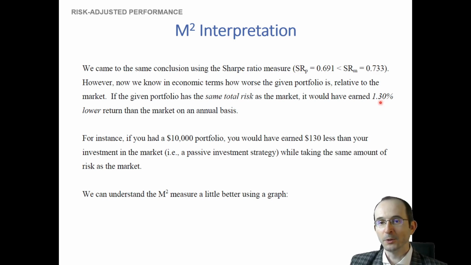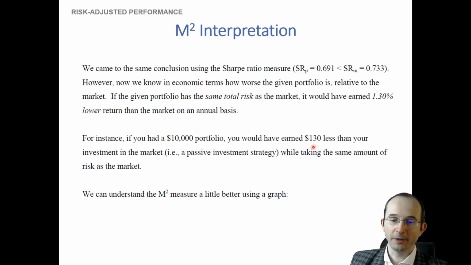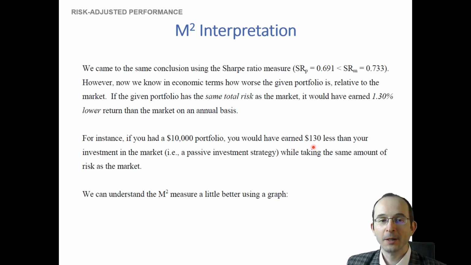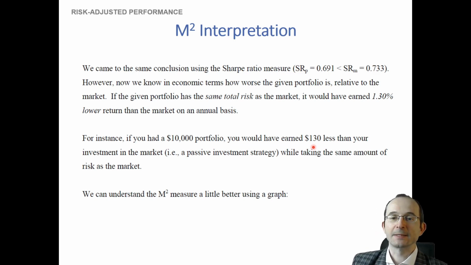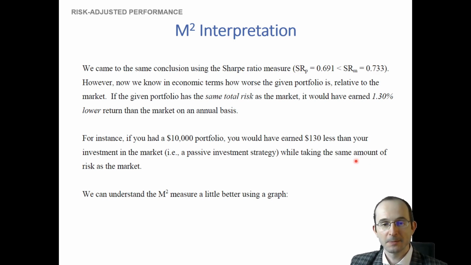And we know that we would earn 1.3% less. 1.3% of our 10,000 AUM is $130. So that is how much we would leave on the table if we invested in this portfolio rather than going with the market while taking the same amounts of risk. That's the crucial part in both cases.